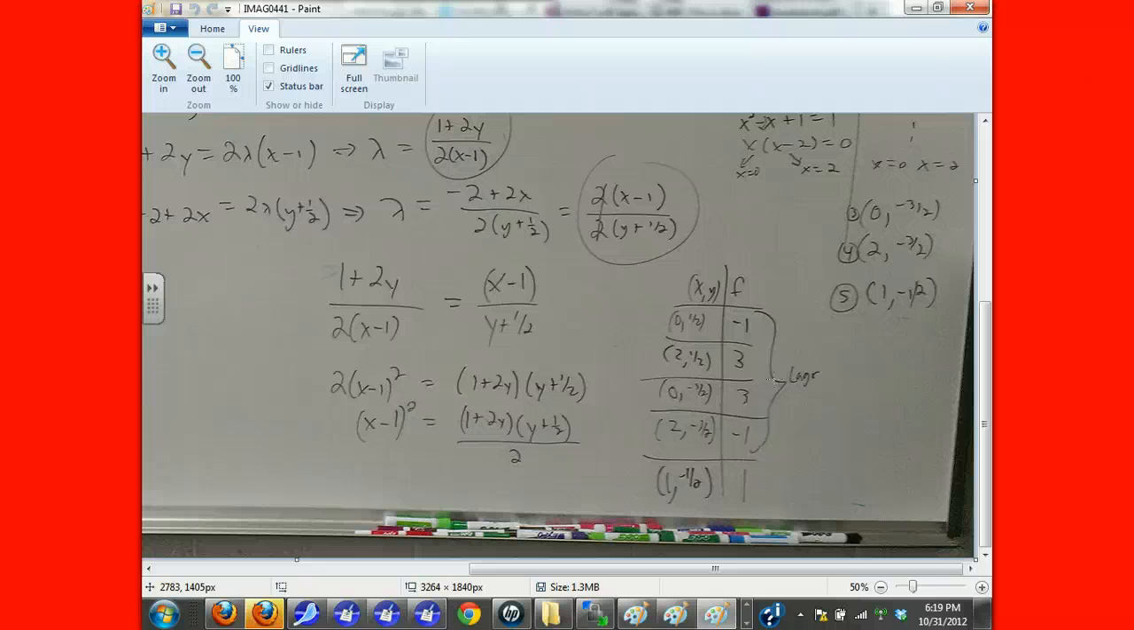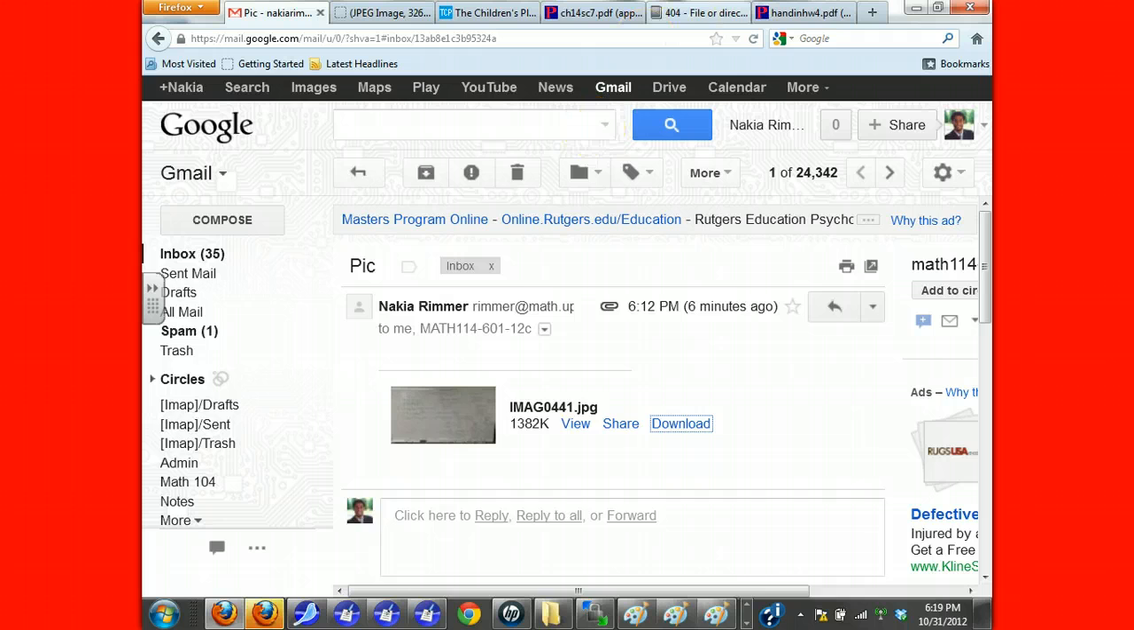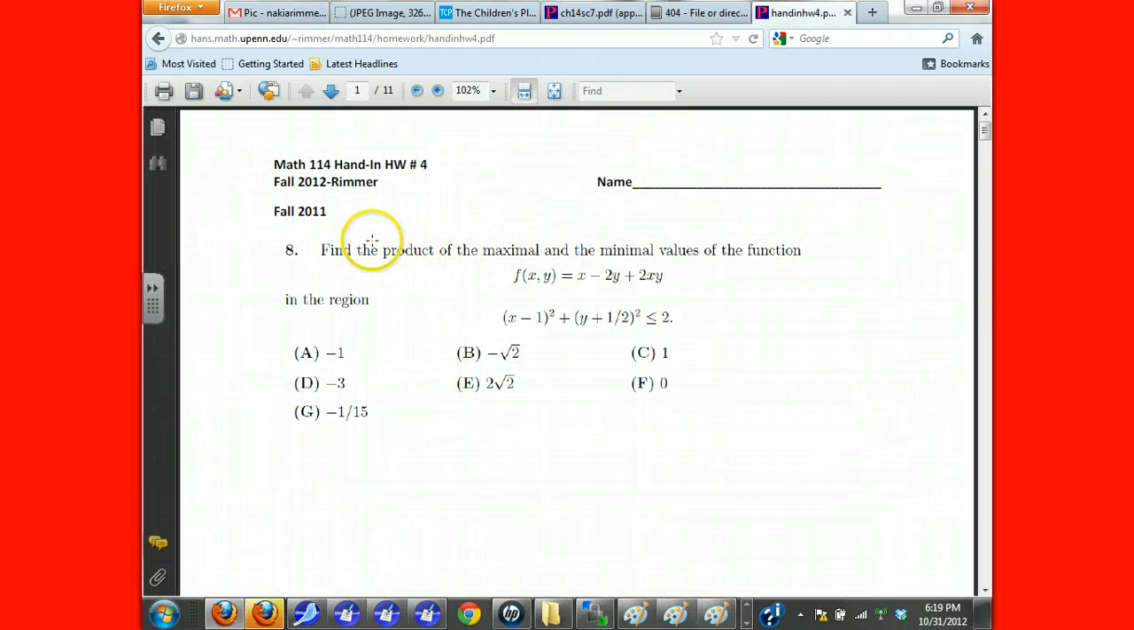And so the maximum would be 3, the minimum would be -1, and the question actually asks you to find the product of the maximum and minimum values of the function. So take the 3 and the -1, multiply them, you'll get a -3. The answer should be D.